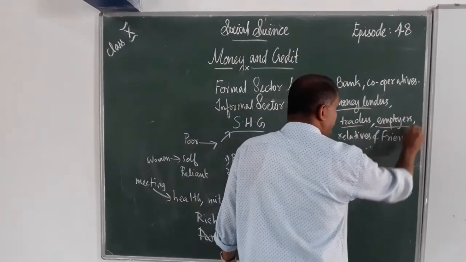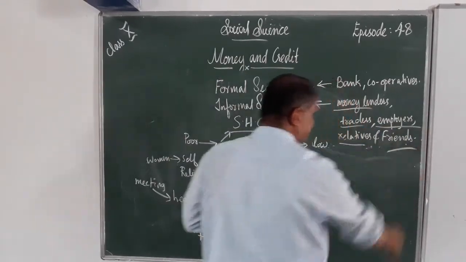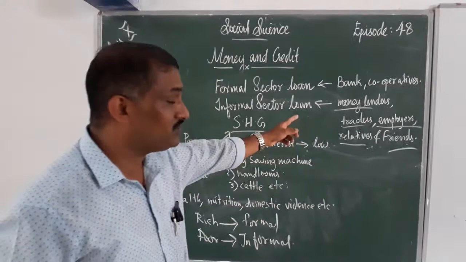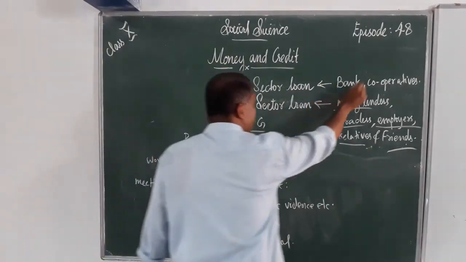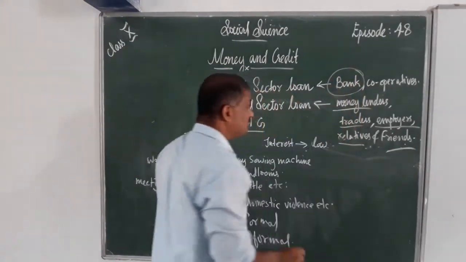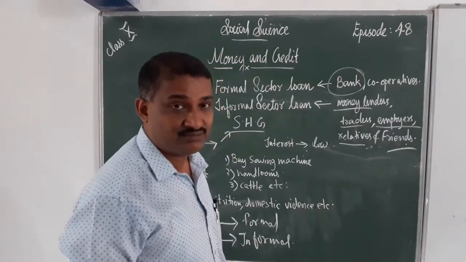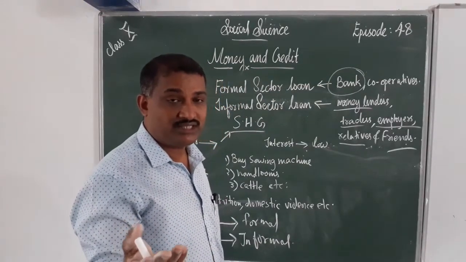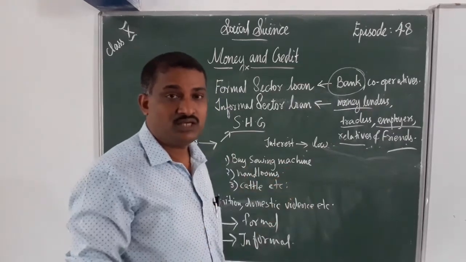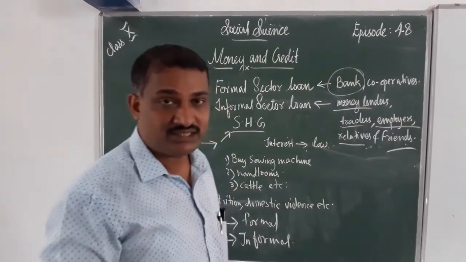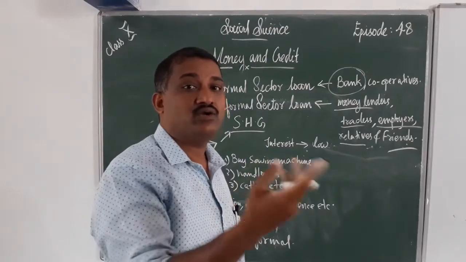Traders, employees, relatives and friends. They will approach these people only. They never go to the bank. They never produce their collateral documentation and other things because they are uneducated also. They don't know how to fill that form. Moreover, they don't know the terms and conditions, and they don't have any collateral records.